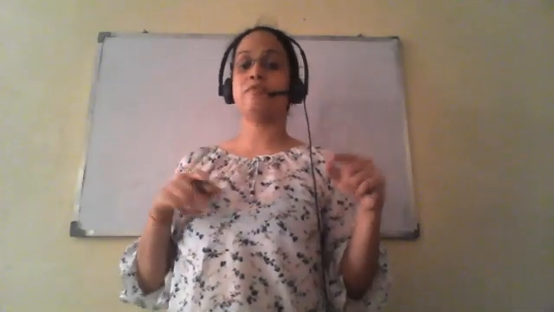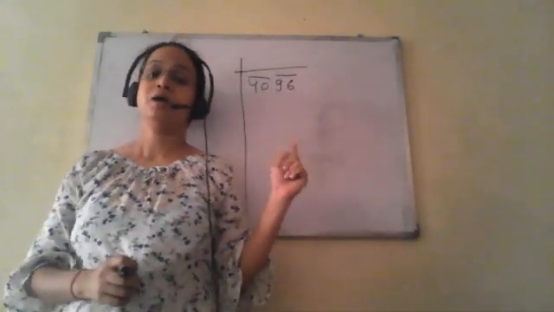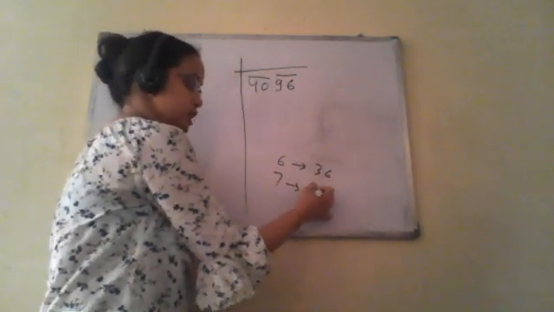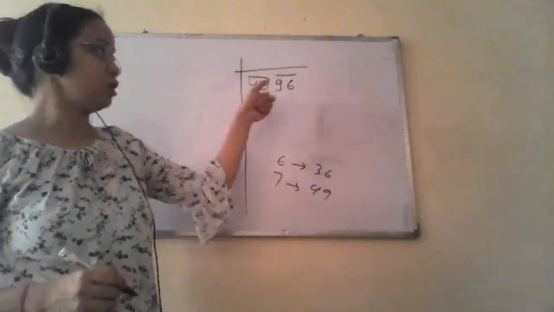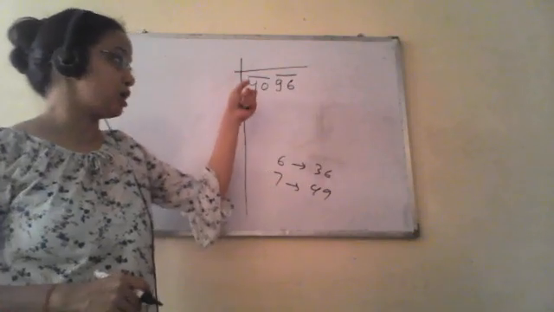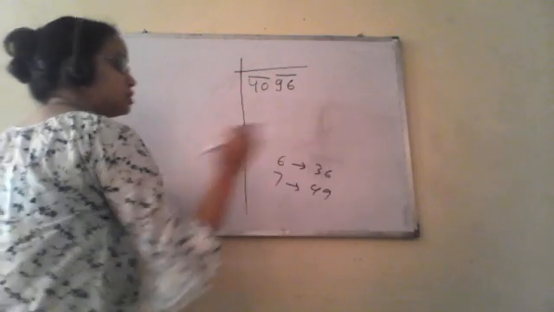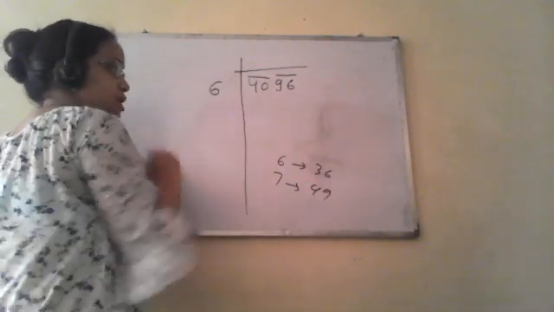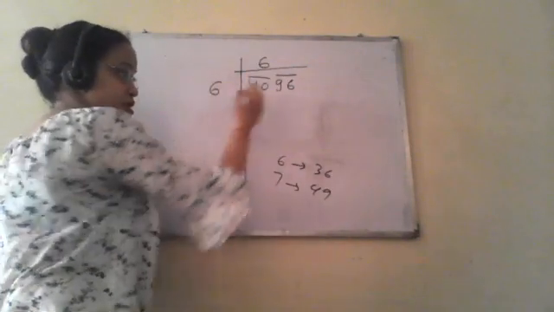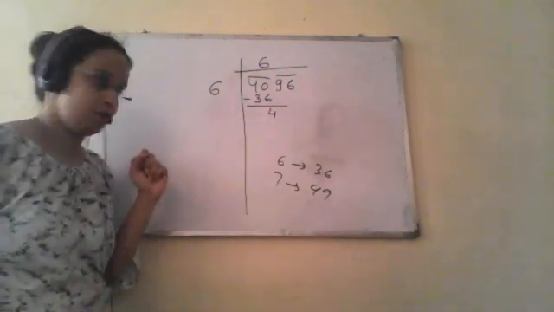If you go to the next higher number, after 6 comes 7, and the square of 7 is 49. We cannot place 49 over here because 49 is greater than 40. So we have to think of a number whose square is less than or equal to 40. So we'll go with 36. We will write 6 here, this is the quotient, and this is our divisor. We will subtract 36 from this, and we are left with 4.